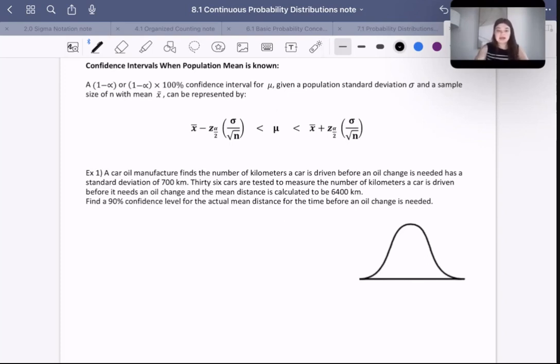That x bar minus our z score is less than mu, which is less than x bar plus that z score, right? So basically we're going to add and subtract from our sample mean that z score that we found in order to get that confidence. And so that's how the confidence interval can be represented here. Now let's give an example of this.